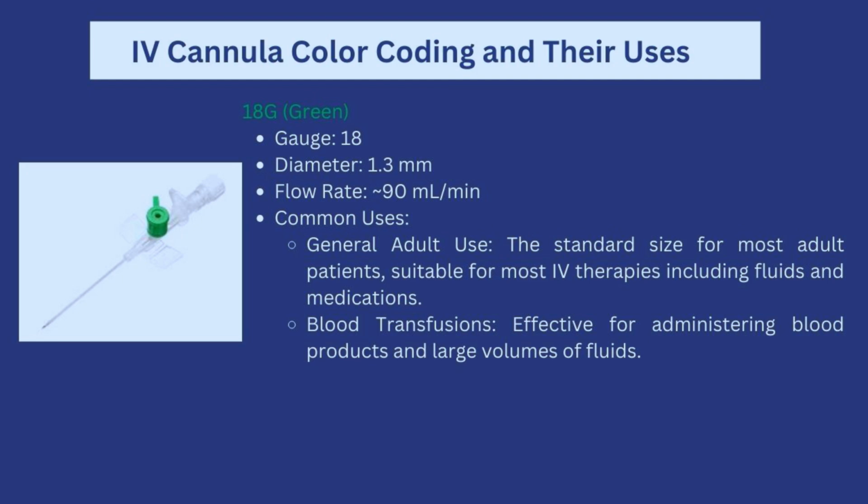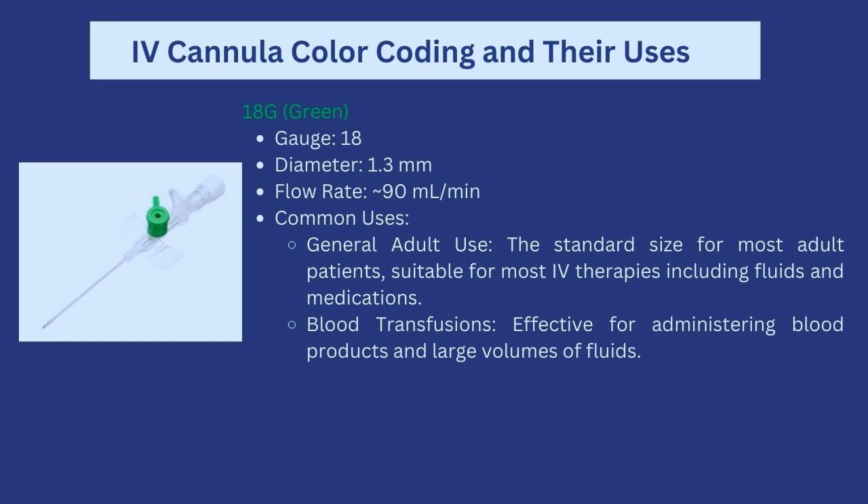Then we have the green cannula, which is gauge 18. Diameter is about 1.33 millimeters and a flow rate of 90 ml per minute. It is the one that is used generally for adults in the hospital, and this is also used for blood transfusion in adults.